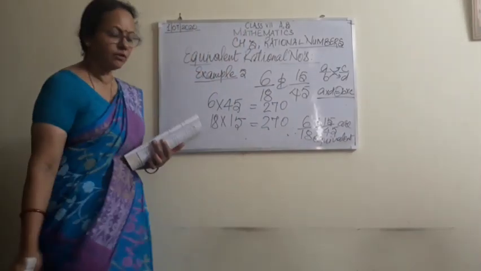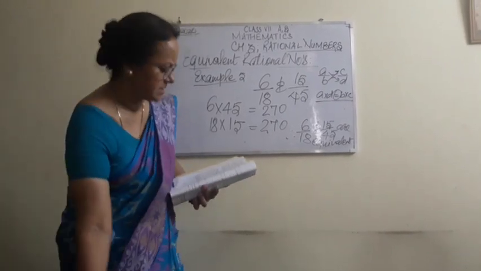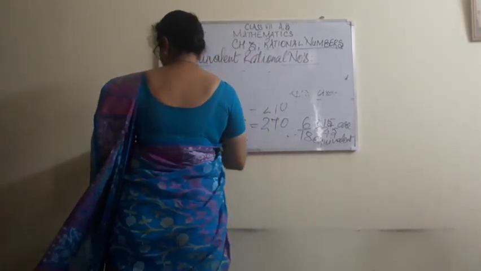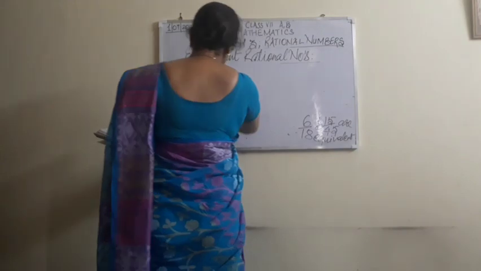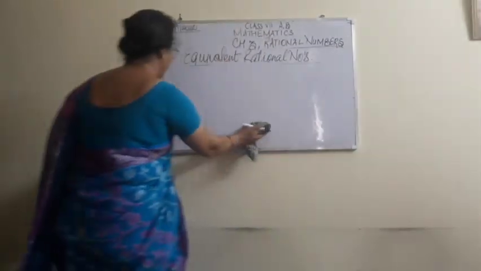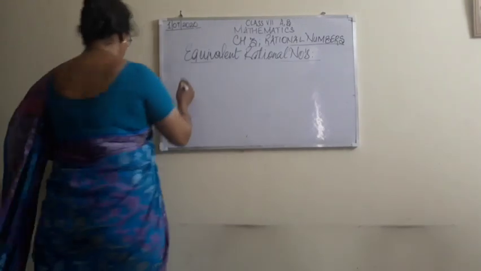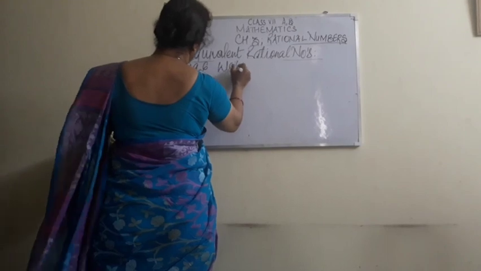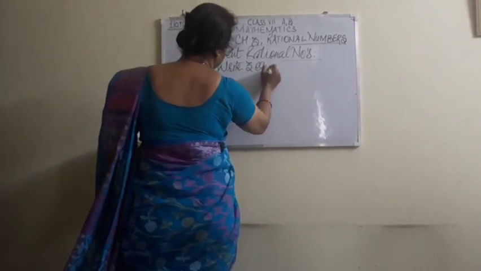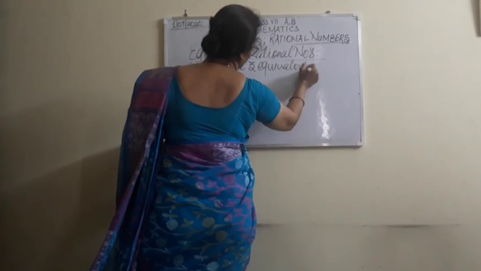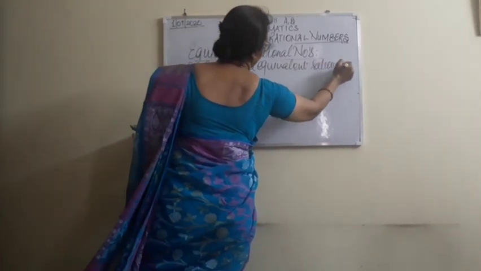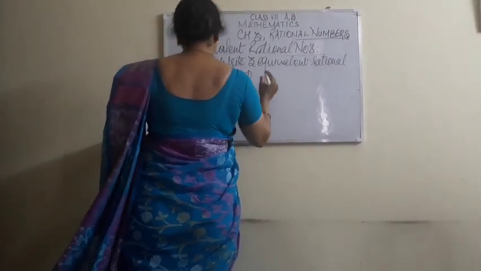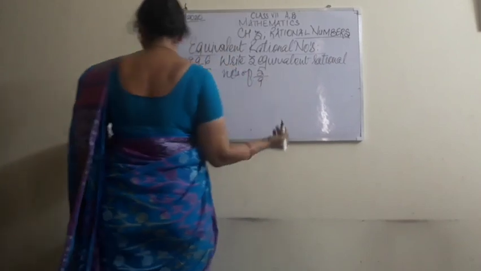They are equivalent. Next example is: write 3 equivalent rational numbers of 5 by 9. I have explained this to you earlier. Now again I am taking example number 6 based on this. Example number 6: write 3 equivalent rational numbers of 5 by 9. Okay, any 3 equivalent numbers we can take.